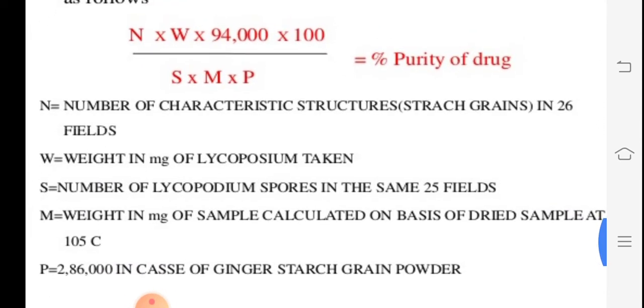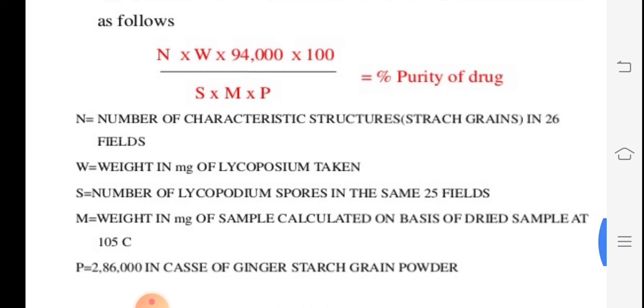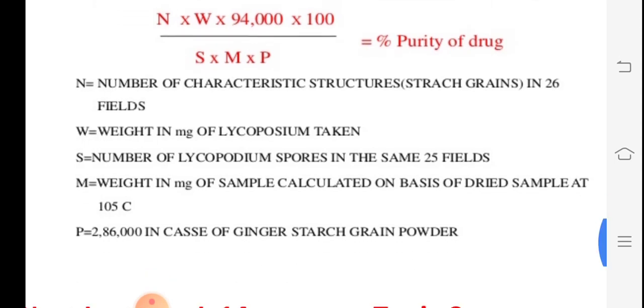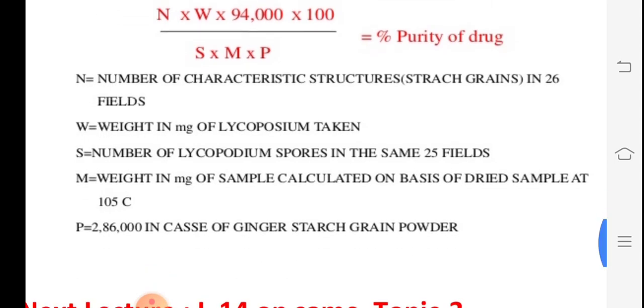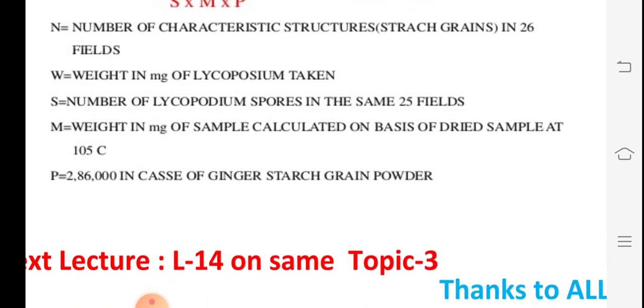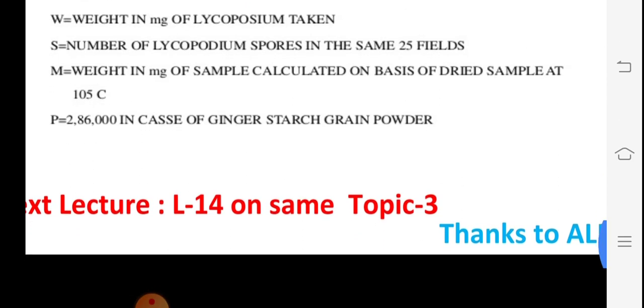N means the number of characteristic structures, starch grains, etc., in the powder drug. For powder drug this method is used. W means weight of the material, generally 1 milligram is selected. S is the number of lycopodium spores in the same 25 fields, how many were found in the fields. Then M is the weight, 1 milligram. The sample is calculated on the basis of the dried sample, and P is equal to 2,86,000 in the case of ginger. Starch grains are calculated.